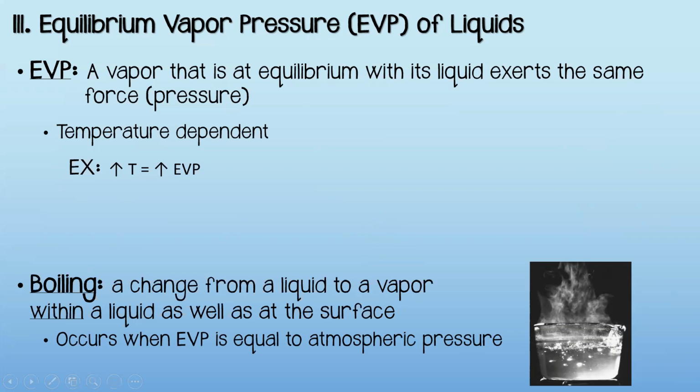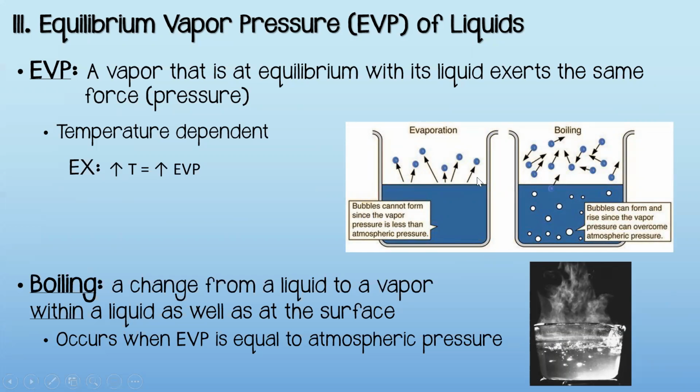And this boiling point can occur when the equilibrium vapor pressure is equal to the atmospheric pressure. So that's why sometimes it takes a while for something to start boiling, because it's temperature dependent and it has to equalize with the atmospheric pressure.